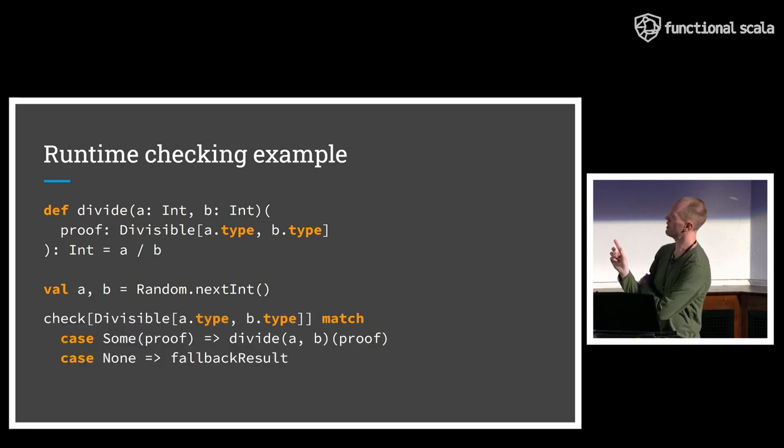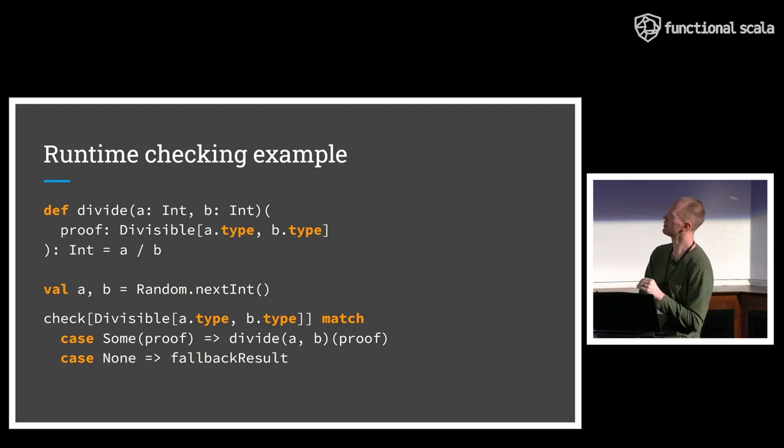So now that lets us do something like divide A and B, and we can call a check beforehand. We just pass in that type that we need. And because we have instances for that, we can now match on that, and if we get some proof out, then we can go ahead and call our divide. If we can't get a proof out, then we have to have some kind of fallback.